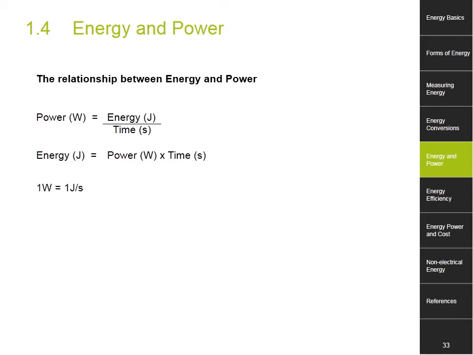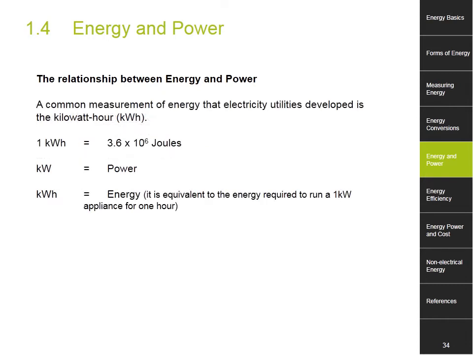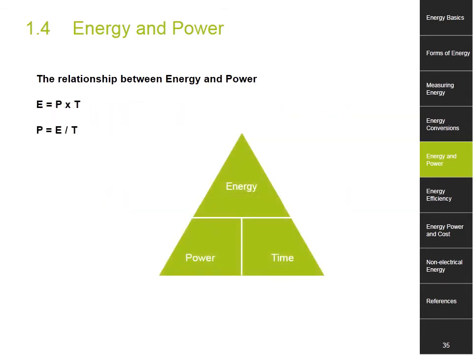So, this tells us 1 watt is equivalent to 1 joule per second. When dealing specifically with electrical energy distribution and consumption, it is commonplace to use kilowatt hours as the unit of measure rather than joules. It is important, though, to note that the kilowatt hour and joule are different representations of the same thing, energy. An easy trick to remembering the relationship between energy, power, and time is the energy triangle.